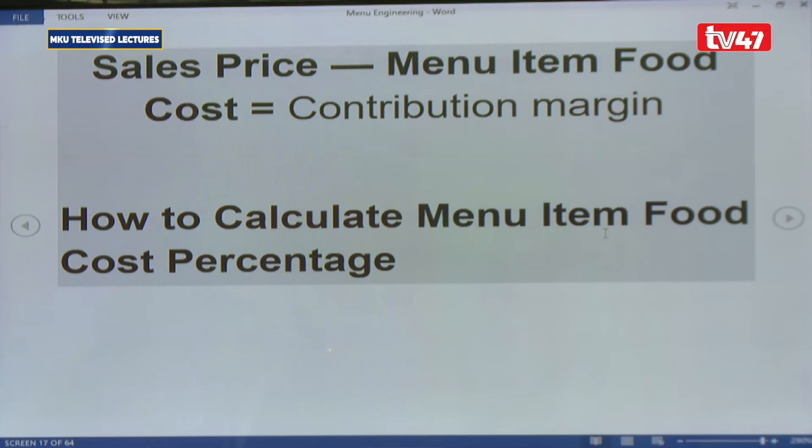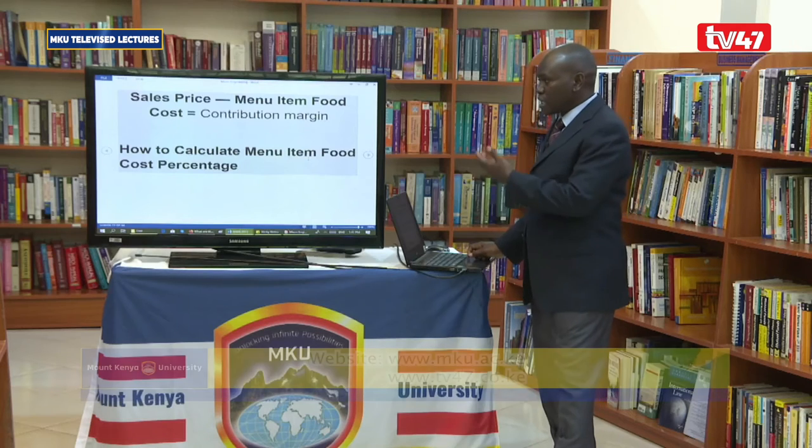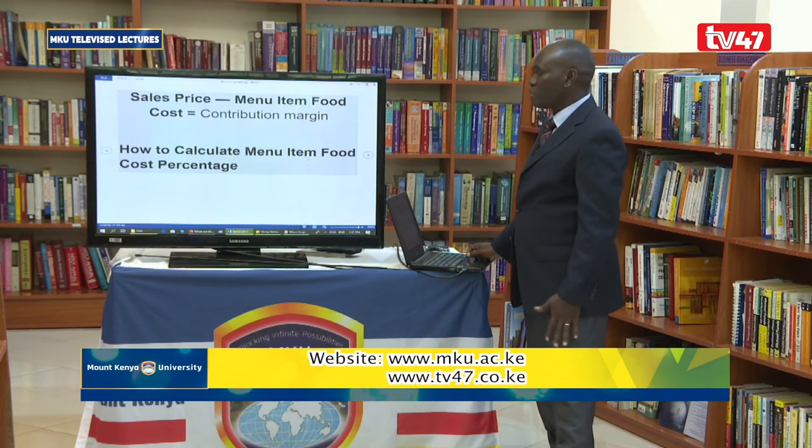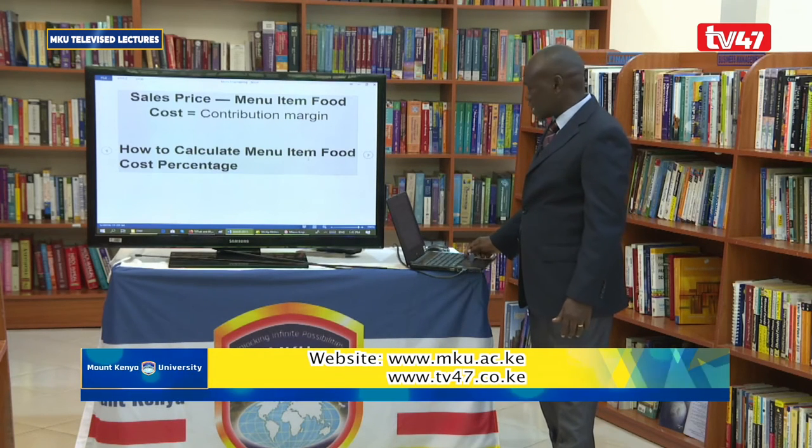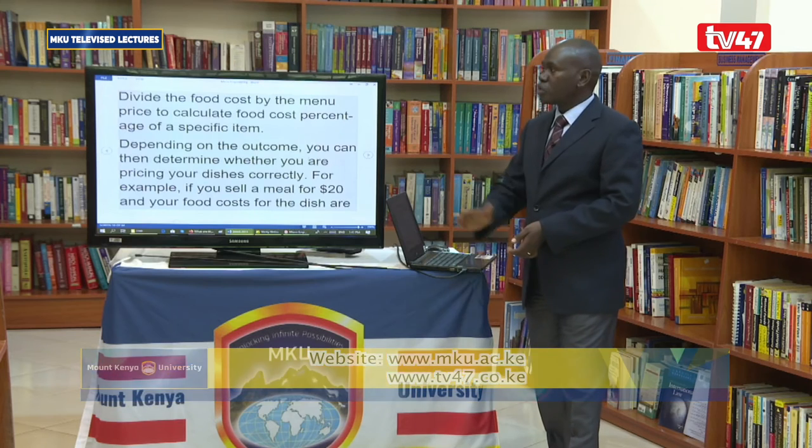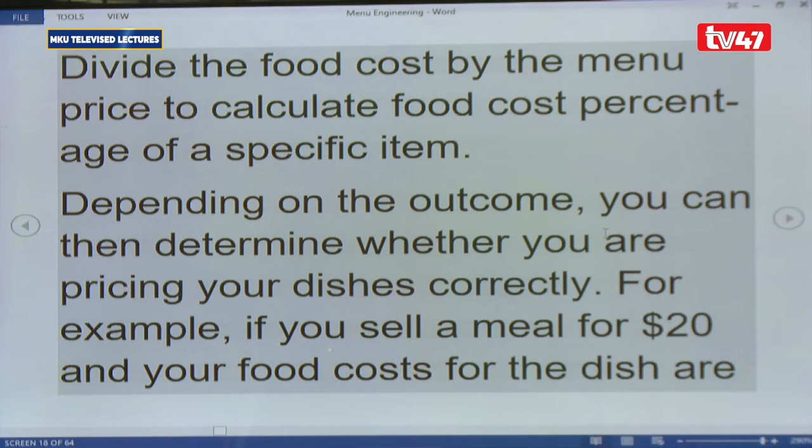And so once you have that, as you said, that is the first metric. The other metric you can also use is the menu item food cost percentage. And this is rather simple. You just divide the food cost by the menu price, and then you multiply by 100 to get the food cost percentage of that particular item. So depending on what you get out of that, you are able to determine whether you are pricing your dishes correctly.